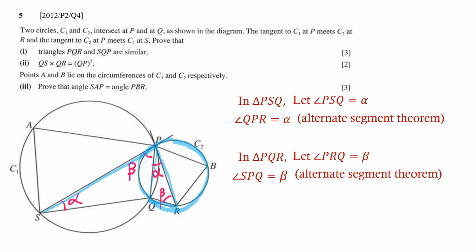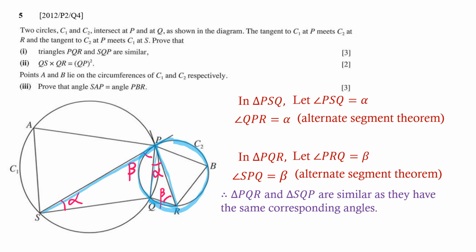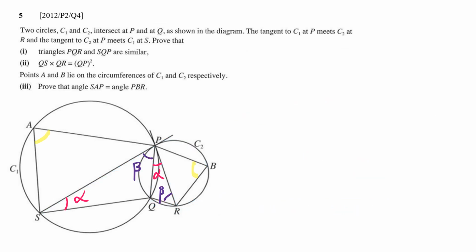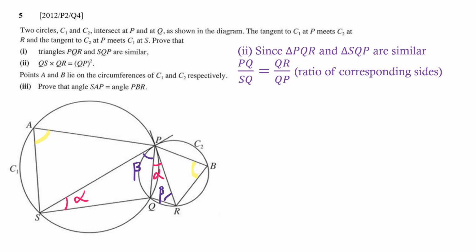So you see that we have two corresponding angles the same. Now we can conclude that triangles PQR and SQP are similar because they have the same corresponding angles. If two corresponding angles are the same, then the third one will be the same as well, right? So we just need to find two, and then conclude with a proof statement, such as they have the same corresponding angles. So that's part 1.